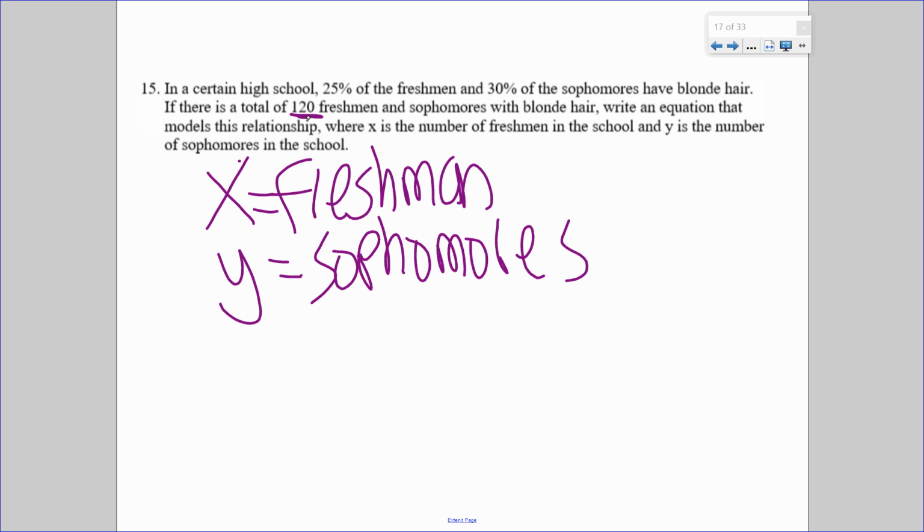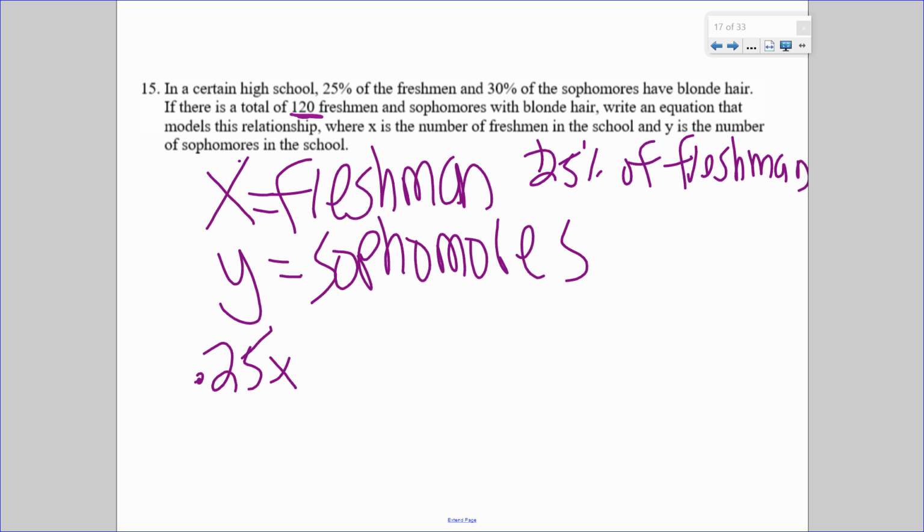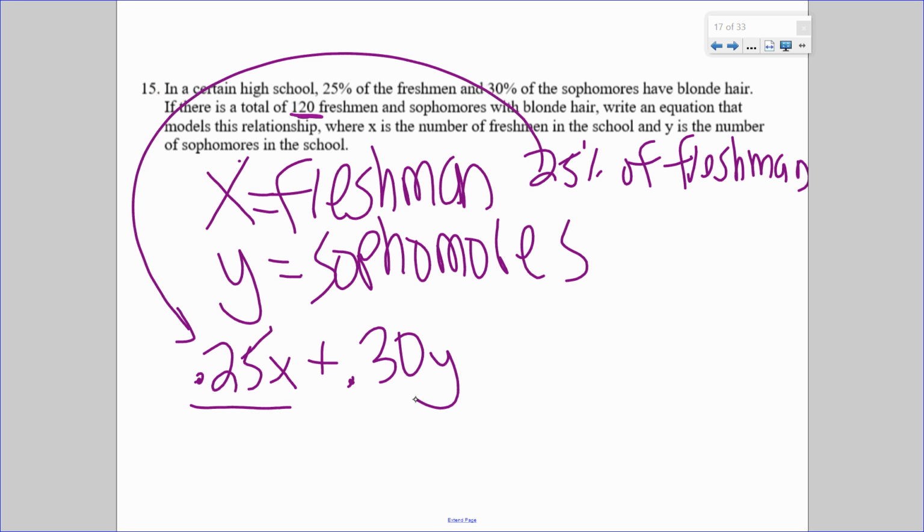So how many freshmen have blonde hair? Well, 25% of the freshmen have blonde hair. So the amount of freshmen that have blonde hair is 25% times the number of freshmen. Look at it this way: 25% of freshmen, that's represented by this. 30% of the sophomores. So this is the amount of freshmen that have blonde hair. The amount of sophomores that have blonde hair is 30% of the sophomores.